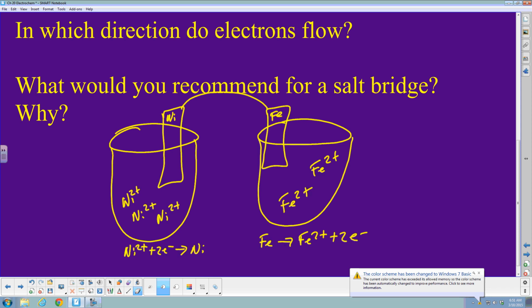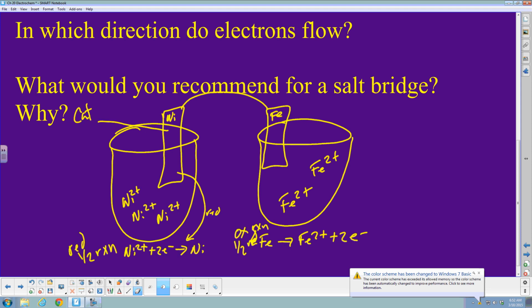So this is my reduction half reaction, and this is my oxidation half reaction. What's going to happen at this electrode? Well, at this electrode, what's going to happen? This is reduction. So that means this electrode has to be called the what?